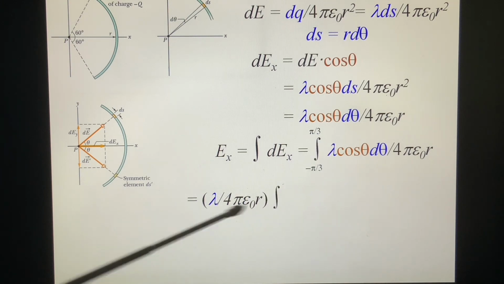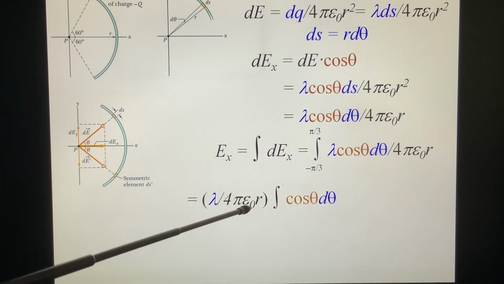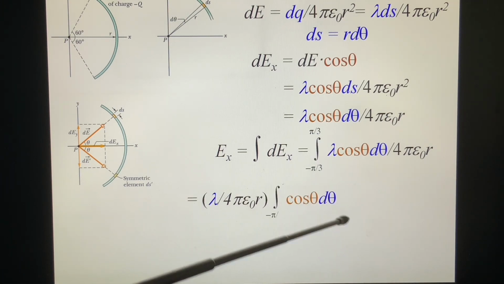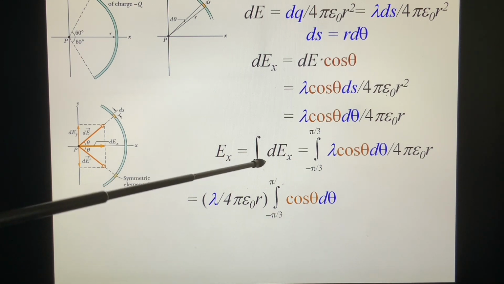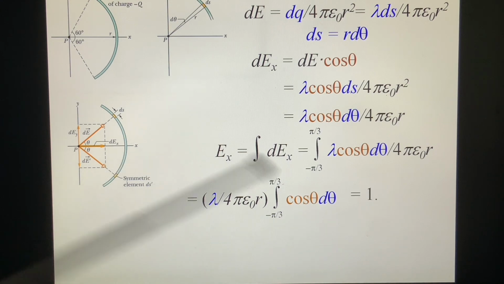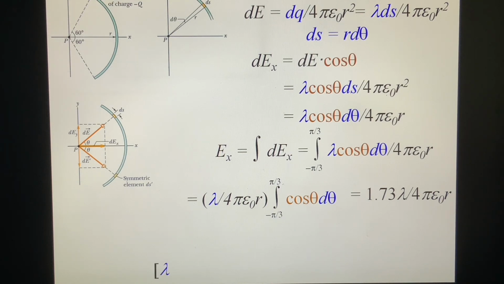So we get lambda over 4 pi epsilon 0 rho sine theta from minus pi over 3 to positive pi over 3. We get this number. And the lambda is Q over the length. The length here is about 120 degrees, so it's about 1/3 of the circumference, 2 pi r over 3, okay?